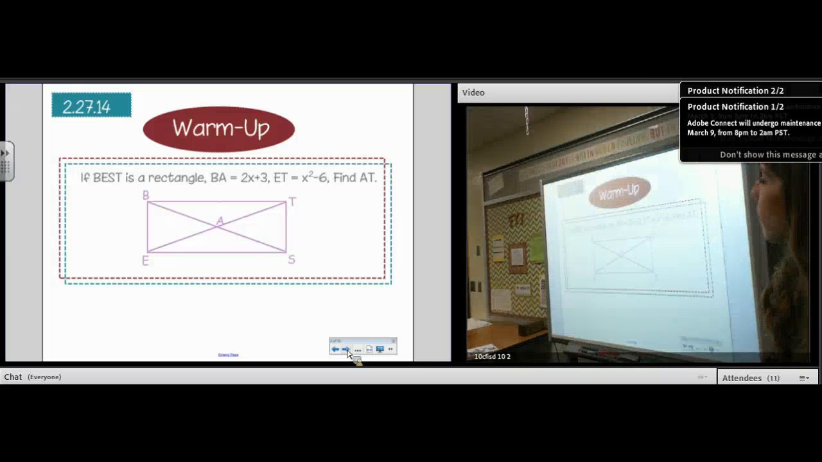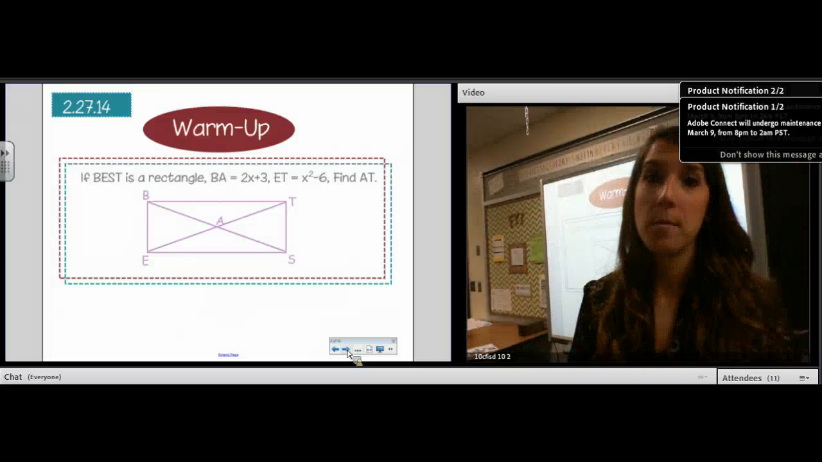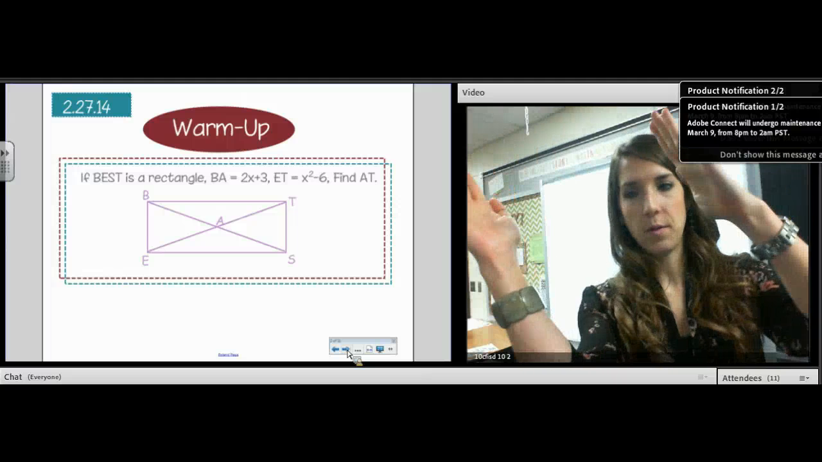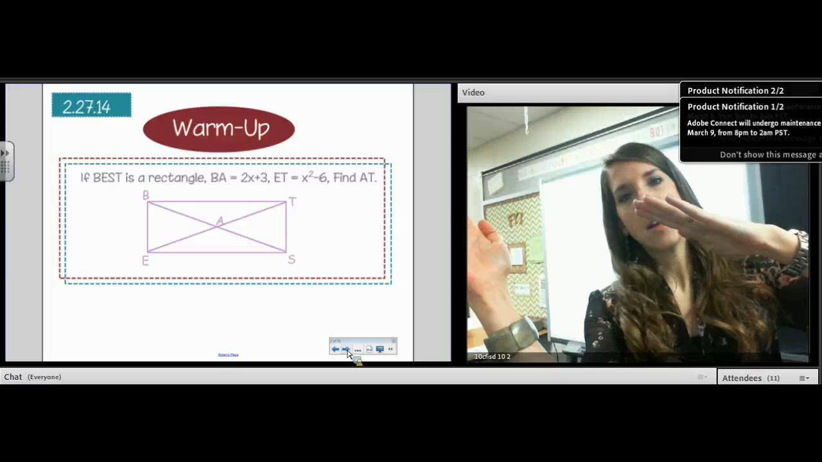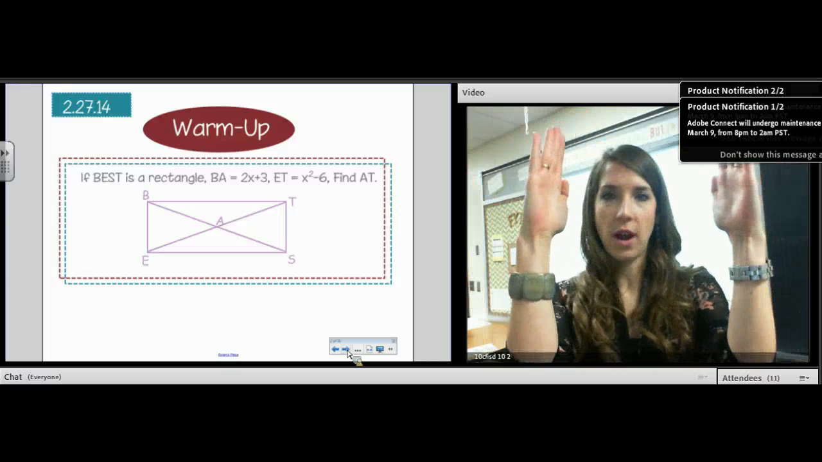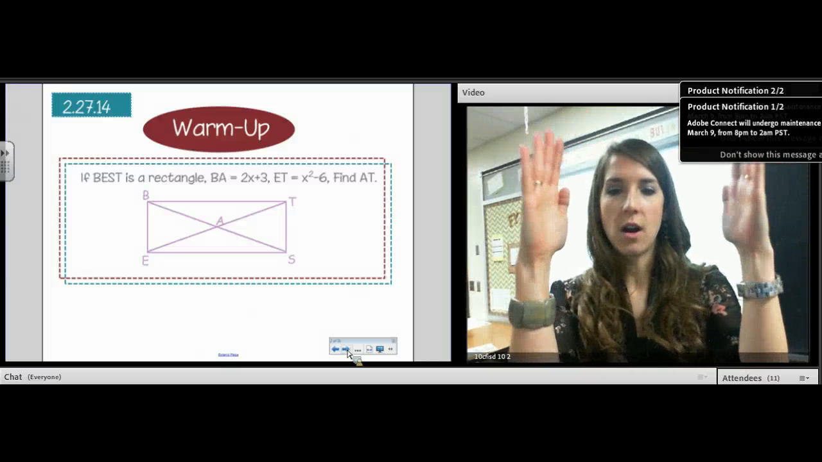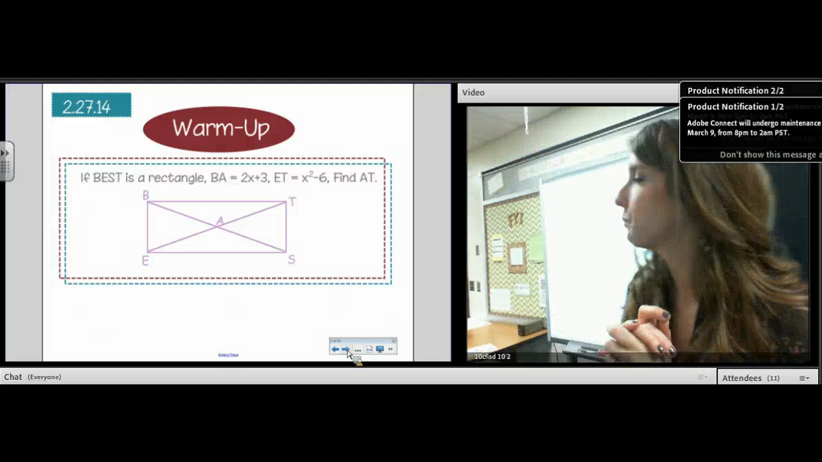Okay, so we're using our properties. We know that one property of a rectangle is that when it goes from a parallelogram to a rectangle, the diagonals go from not being congruent to being congruent because it's standing up straight. So in a rectangle, the diagonals are congruent. You do need to memorize that.